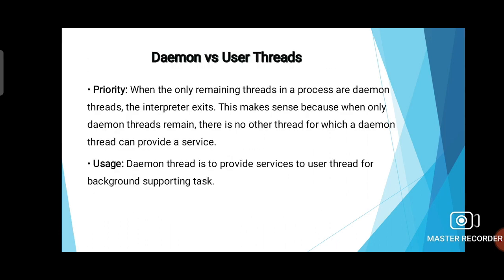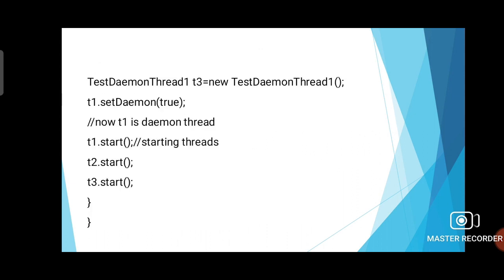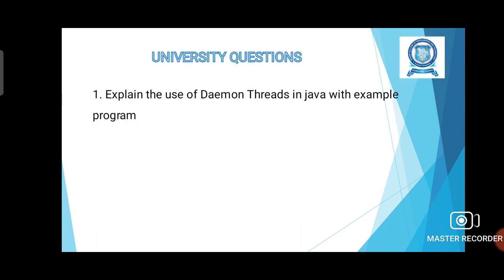So that's all about the topic. Daemon threads also have priority levels, but compared to the user thread, the daemon thread has the least priority. From this topic we can have the question: explain the use of daemon threads in Java with an example program.